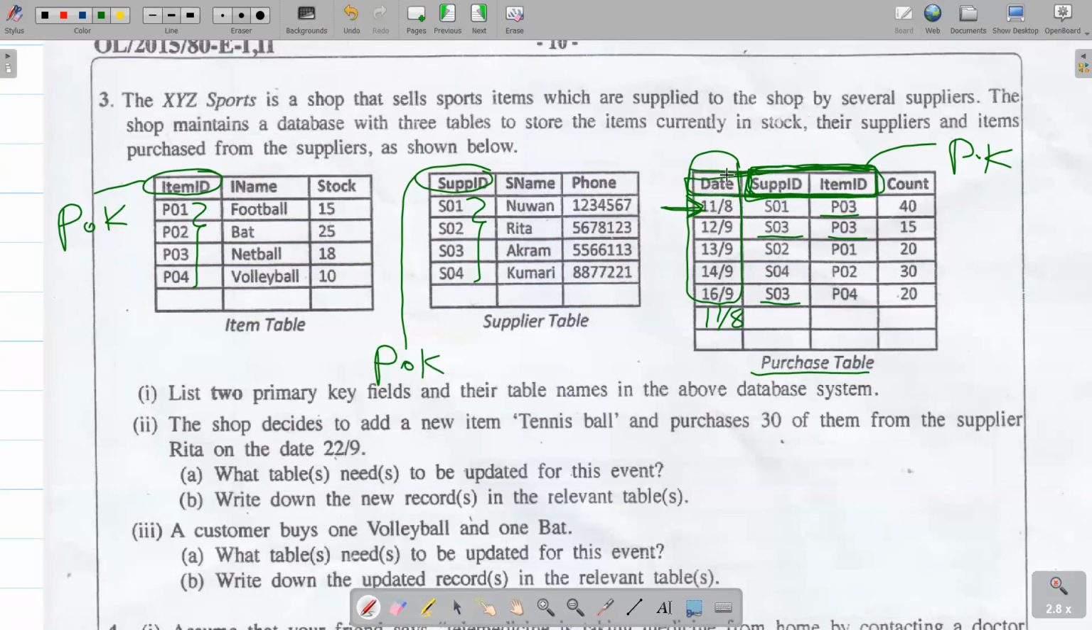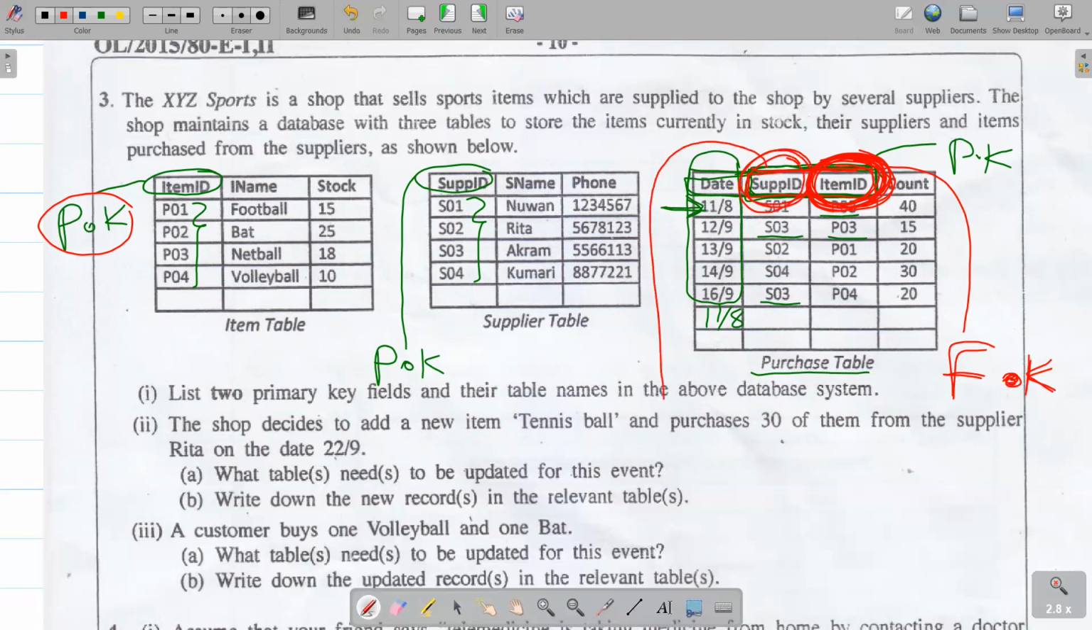But when it comes to the foreign keys, item ID is the primary key of the item table, and you can see the item ID over here. So this is a foreign key. The primary key of one table is a normal field in another table. Here it is a normal field, even though it is part of the composite primary key. So that can be taken as a foreign key. And again, supply ID alone is going to be a foreign key. Is it clear?